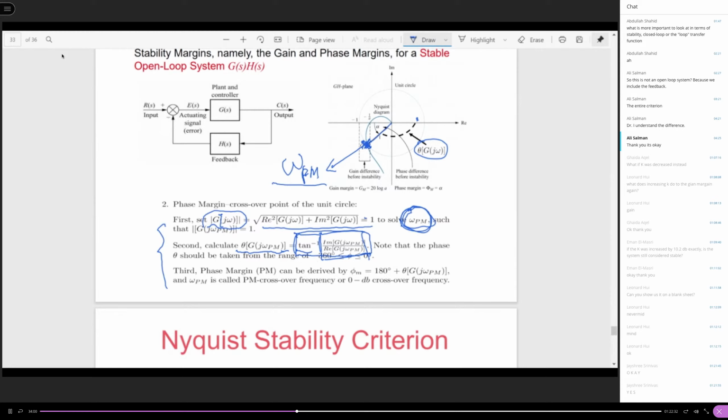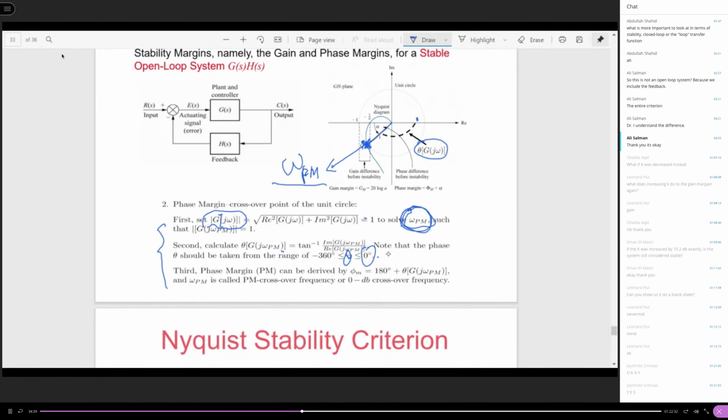It just needs to be careful: I'm sorry, this should be theta. This should be theta because theta is always valued between minus 360 degrees and 0 degrees. We always use a negative value to measure it. Now, third step: how do you calculate the phase margin based on this calculation?